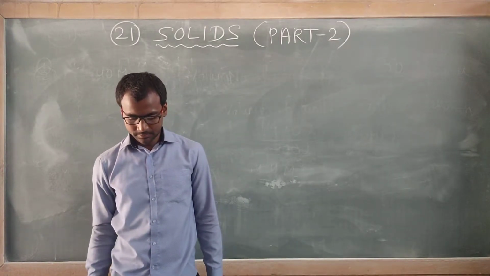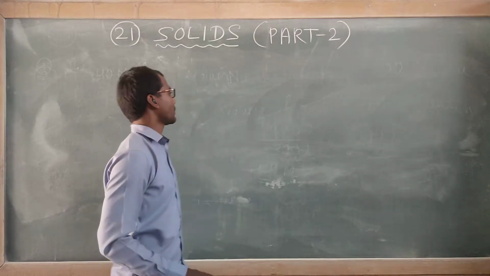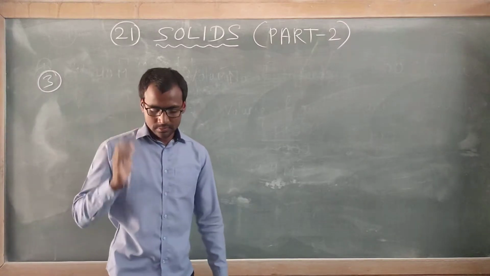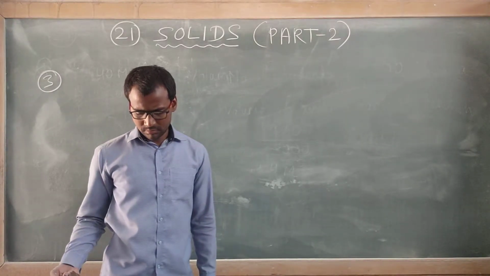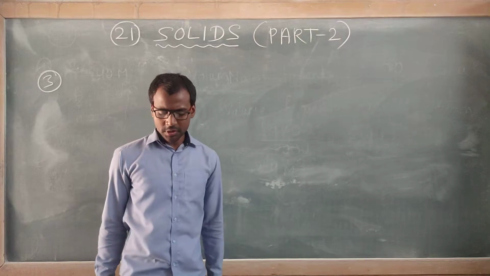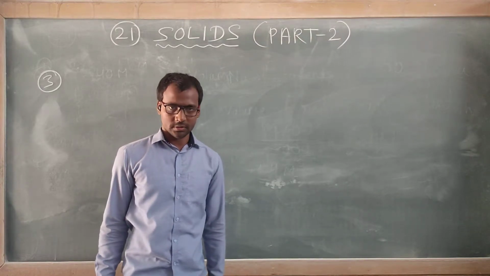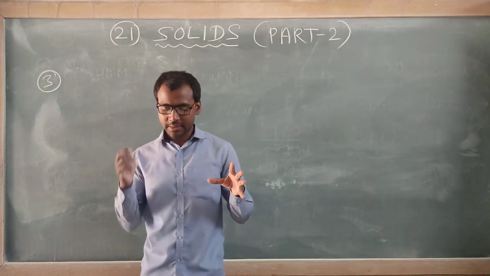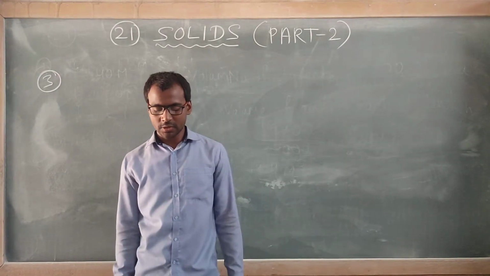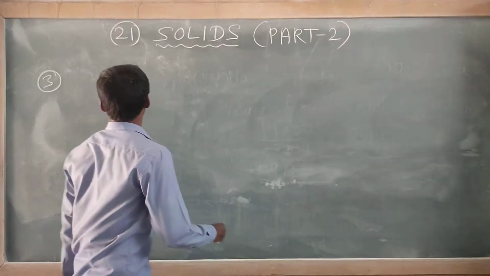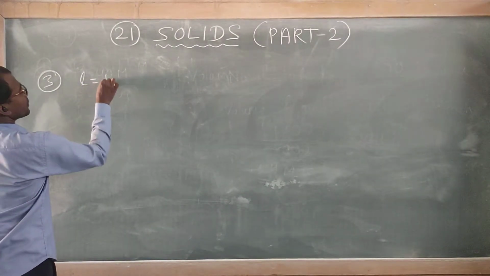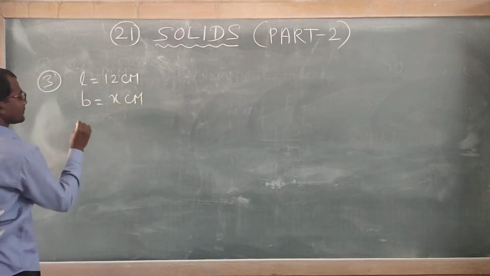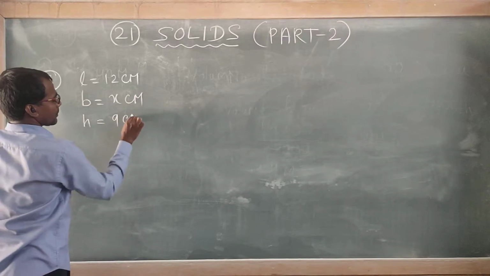Next, question number 3. The internal dimensions of a rectangular box. Imagine that there is a rectangular box whose internal dimensions are 12 cm, x cm and 9 cm. L is equal to 12 cm, B is equal to x cm, H is equal to 9 cm.